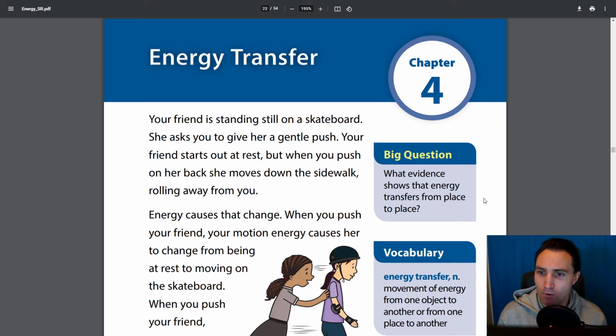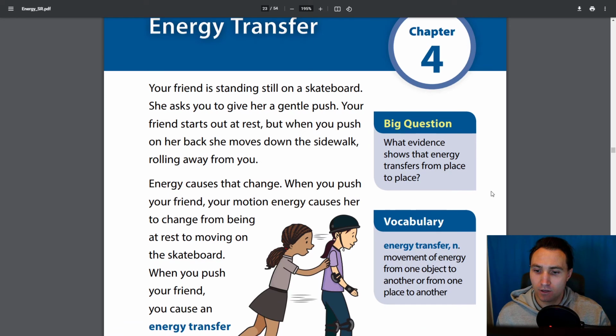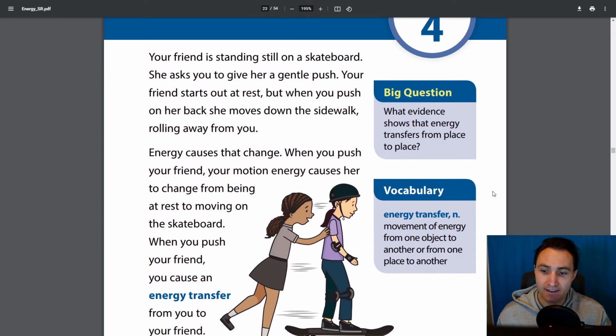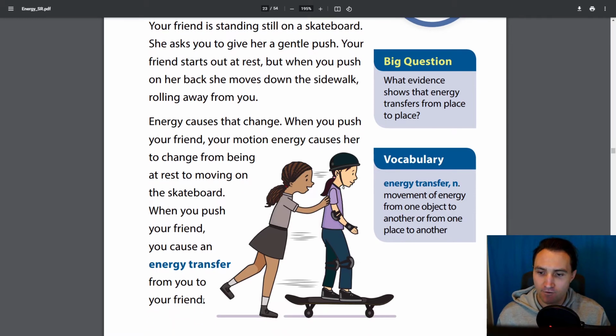So let's start reading and follow along with me. Your friend, let's say Scotland, is standing still on a skateboard. She asks you to give her a gentle push. Your friend starts out at rest, but when you push her on her back, she moves down the sidewalk, rolling away from you. Energy causes that change. When you push your friend, your motion energy causes her to change from being at rest to moving on the skateboard. When you push your friend, you cause an, what does that say, Joshua? Energy transfer from you to your friend.